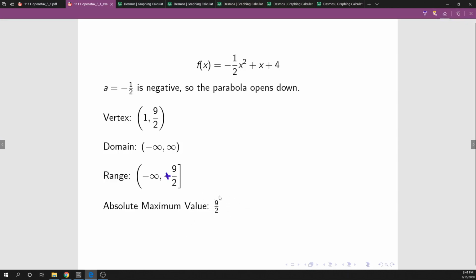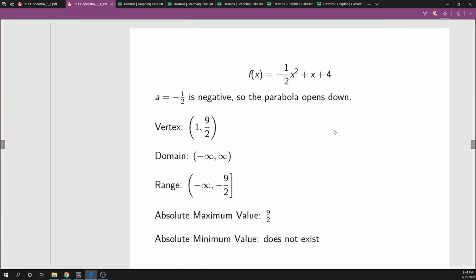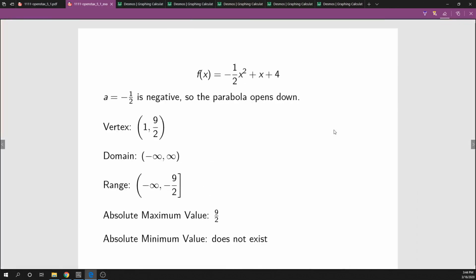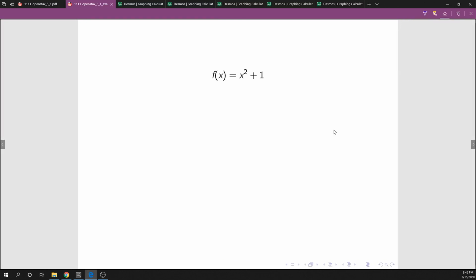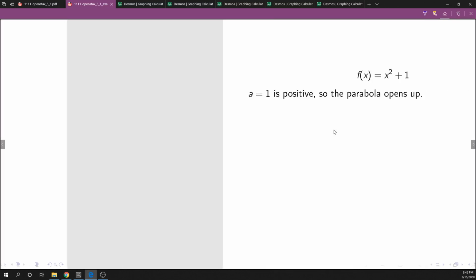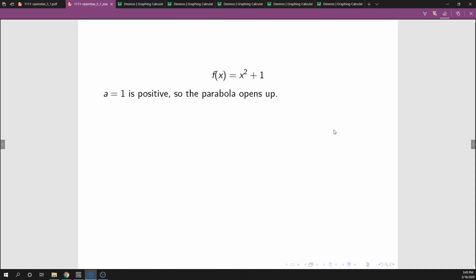And the absolute maximum value, again, in this case maximum because the parabola opens down, is going to be +9/2 there as well. The absolute minimum value does not exist. All right. Next example, we had f of x equals x squared plus 1. Just analyzing the situation with it, a is 1. The number with x squared is 1, so the parabola opens up.